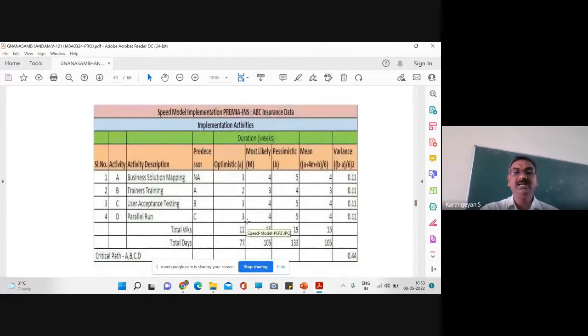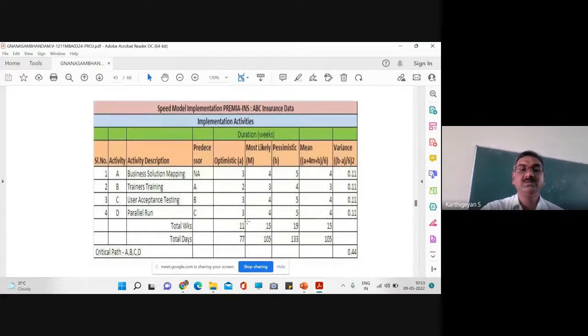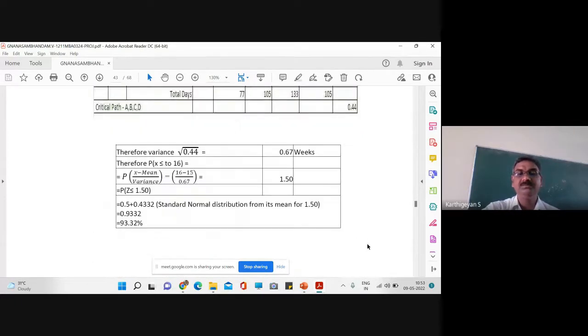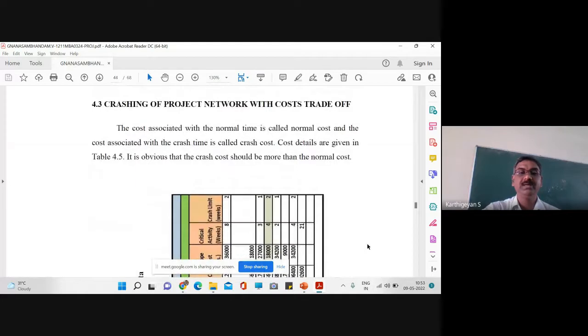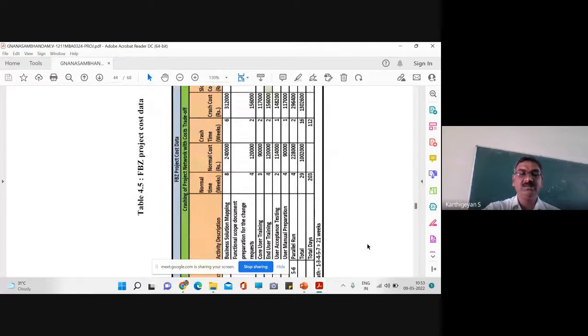So after analyzing that, the model he has tried and proposed and implemented is the speed model implementation. So in that, instead of 7 activities, he reduced it to 4 activities. The 4 activities are A, B, C, D. A is business solution mapping, and B training, and C1 is user acceptance testing, and D is parallel run. Then in that he reduced. I'll come to the critical path. I'll come to the critical path, and he has applied crashing techniques to reduce the cost also.